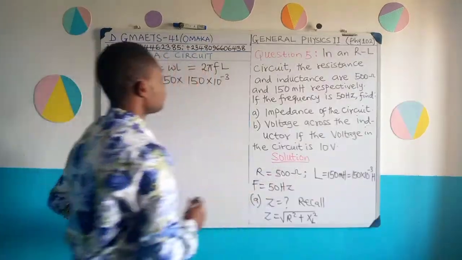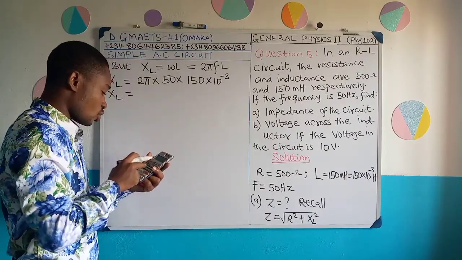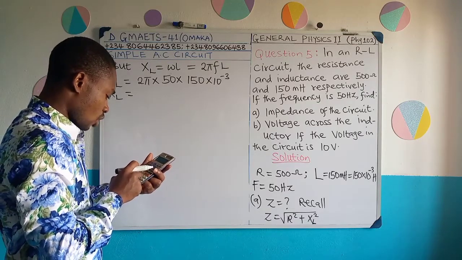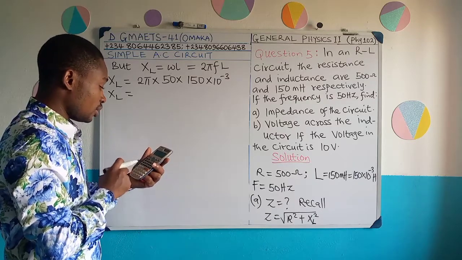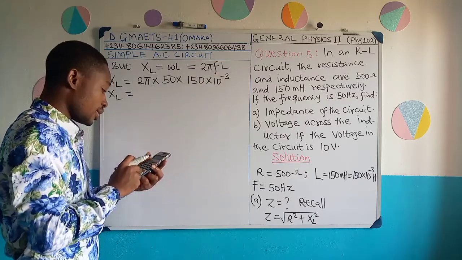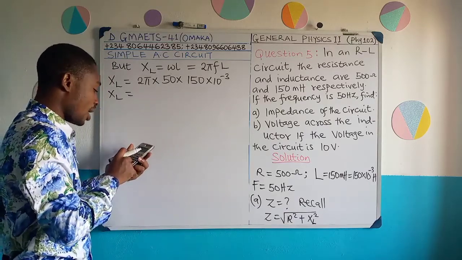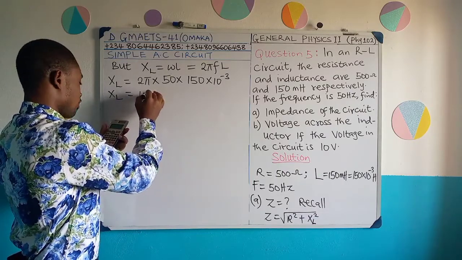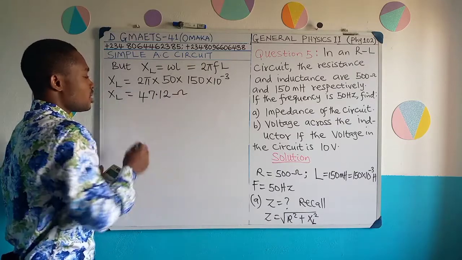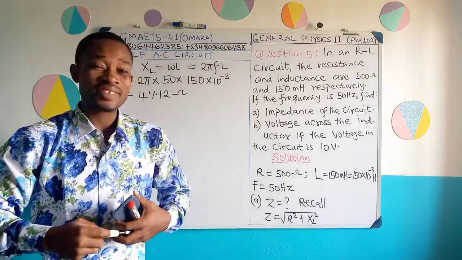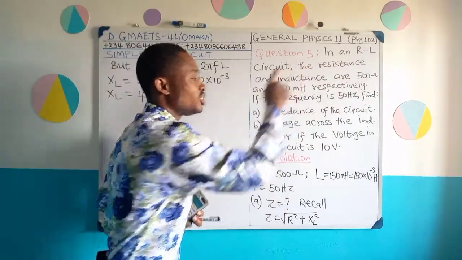So if we reach out for a calculator and press, this is going to give us 2 pi multiplied by 50 times 150, then this times 10 raised to the power minus 3, which is the same as divided by 1000. And this is giving me 15 pi, which eventually becomes 47.12 ohms.